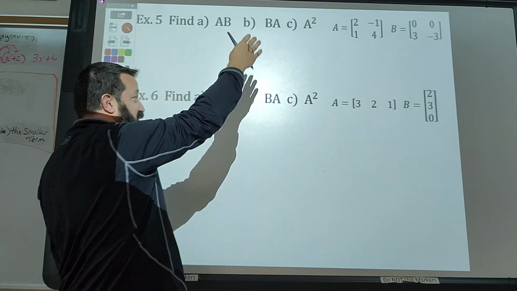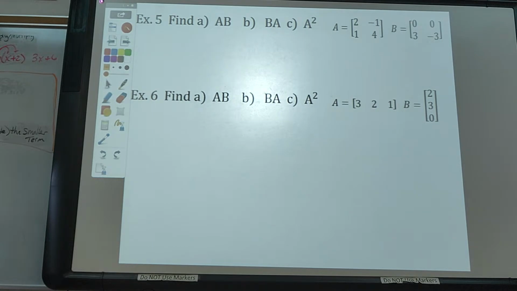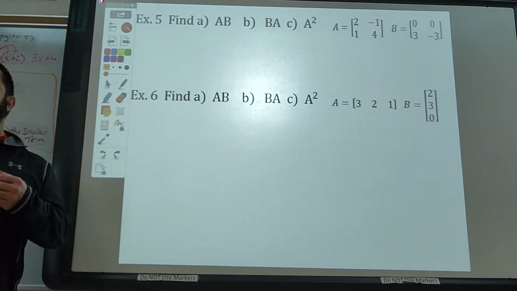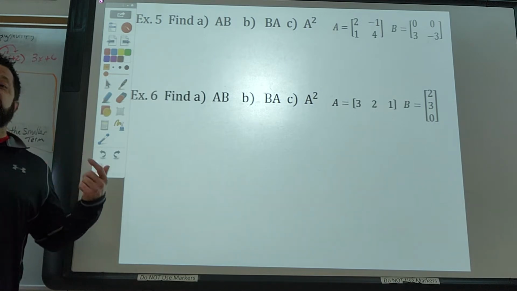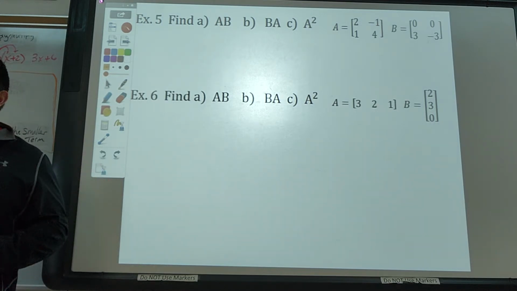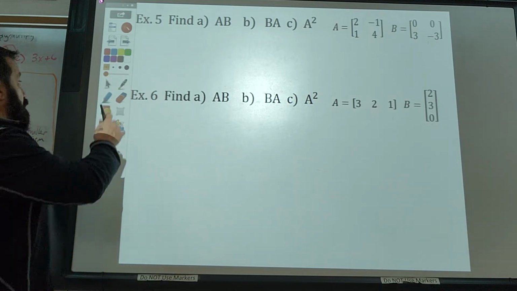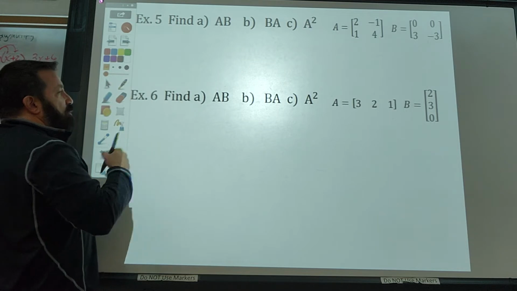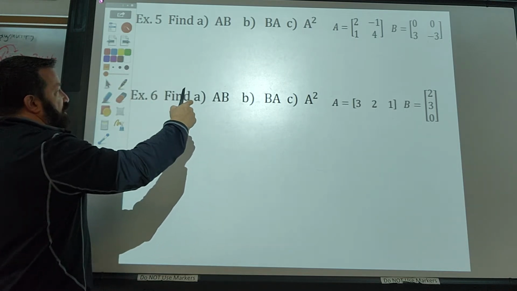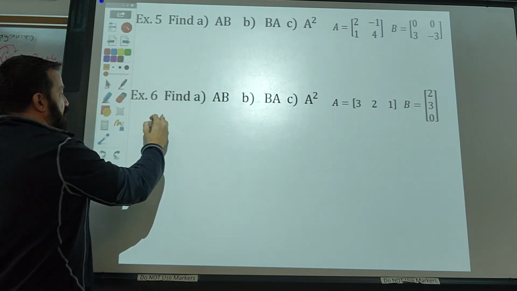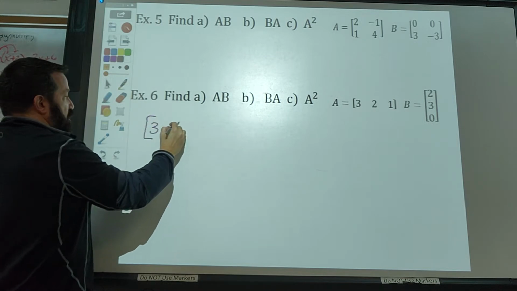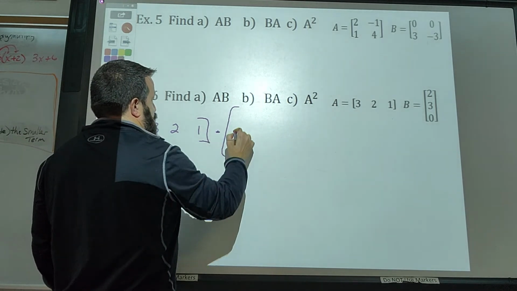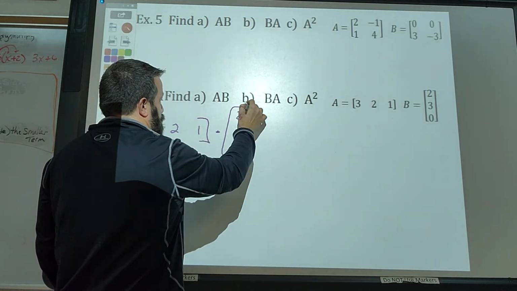But I have it as a second one because I wanted to show you that there are some strange things that can sometimes happen. So most of the time, the matrix multiplication is going to be like the previous examples that I've given you. But occasionally, you run into something weird, or just different. And so I want to make sure I show that to you. So on this one, find A times B. So A is 3, 2, 1. And B is 2, 3, 0.